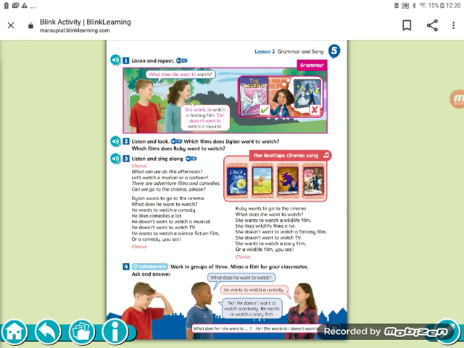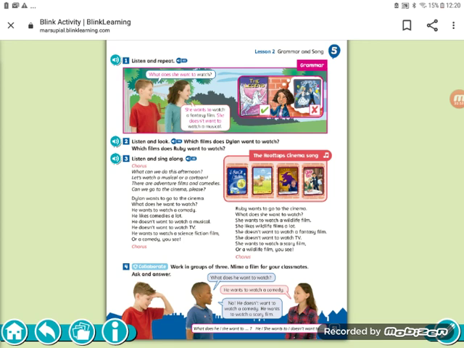Ruby wants to go to the cinema. Ruby quiere ir al cine. What does she want to watch? ¿Qué quiere ver ella? She wants to watch a wildlife film. Ella quiere ver una película de vida salvaje. She likes wildlife films a lot. A ella le encantan las películas de vida salvaje.